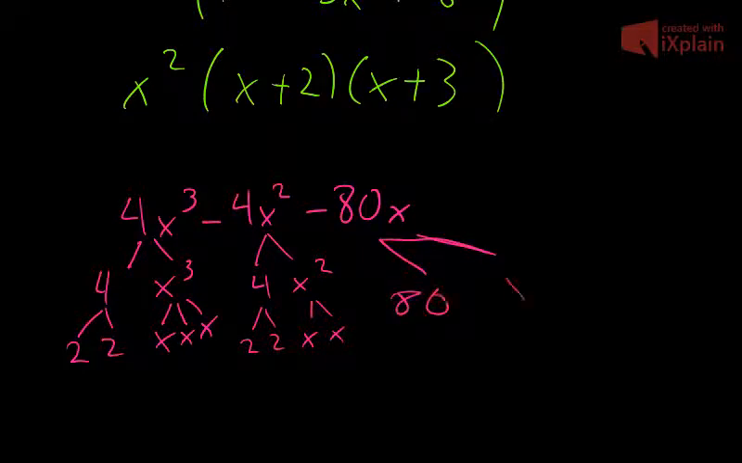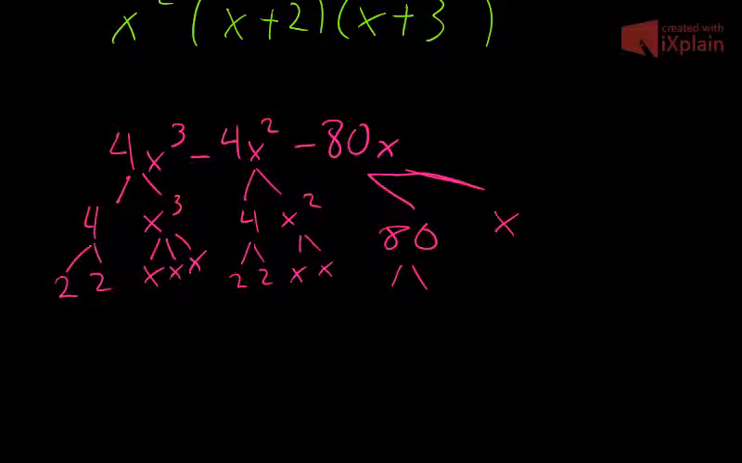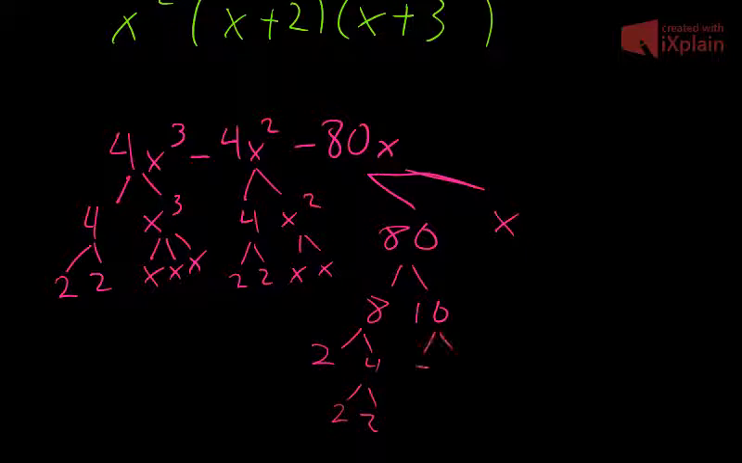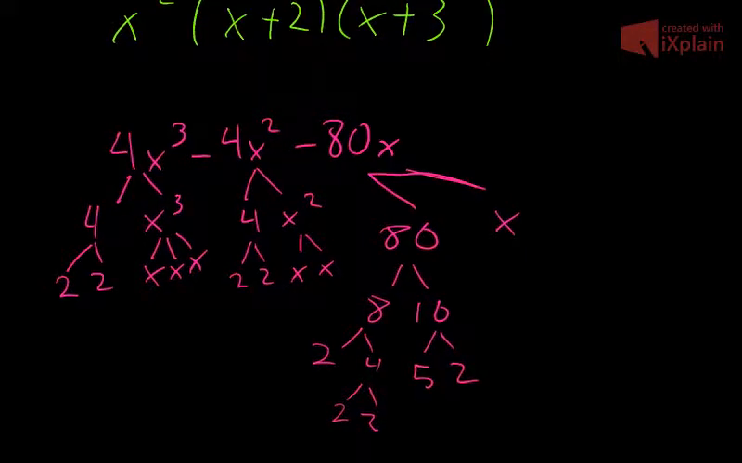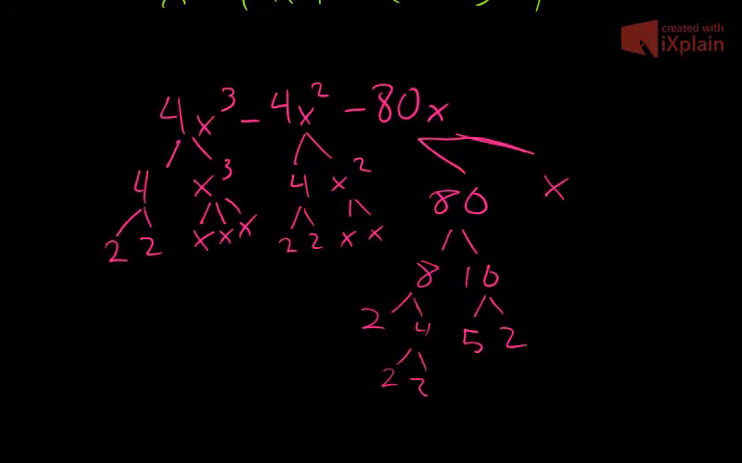And 80x, I'm going to bring this factor tree over here. Gives me an 80 and an x. 80 goes to 8 and 10, 2 and 4, 2 and 2, 5 and 2, a whole bunch of 2's there. That's okay. And now I'm going to look for things that all of these have in common.